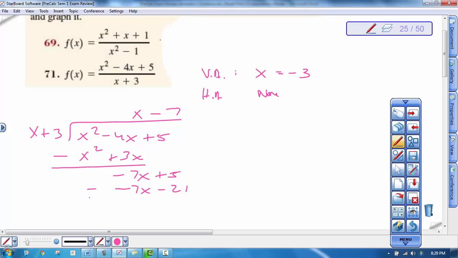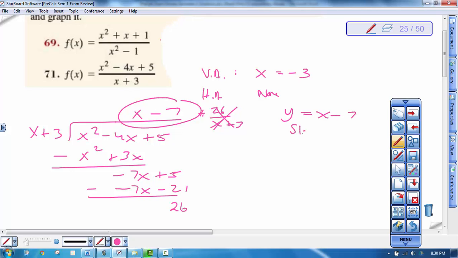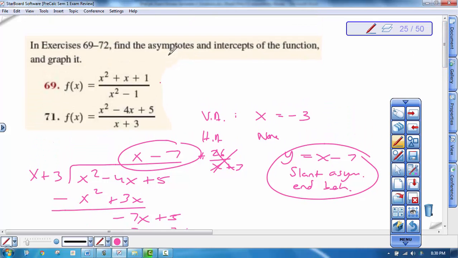And then subtract. And I'm going to get a remainder here of 26. But I can just throw away the remainder, because basically when x gets big, this goes to 0. So there's my slant asymptote. Y equals x minus 7 is my slant asymptote. I know it didn't ask for that. I can call it an end behavior asymptote as well. But it said find the asymptotes, so I guess we should include that.